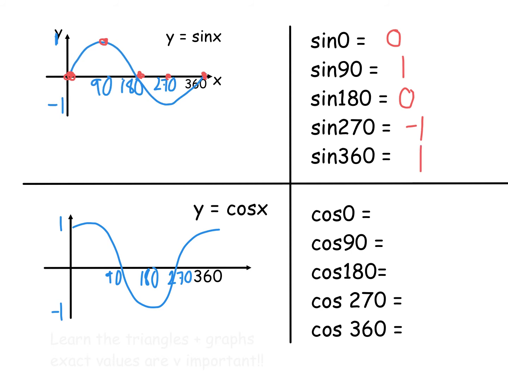And then you can do the exact same with the cos one. Cos of 0 is 1. So is cos of 360. That's your 2 high points. Cos of 90 is 0. And so is cos of 270. And then cos of 180 is your lowest point, so that would be -1.